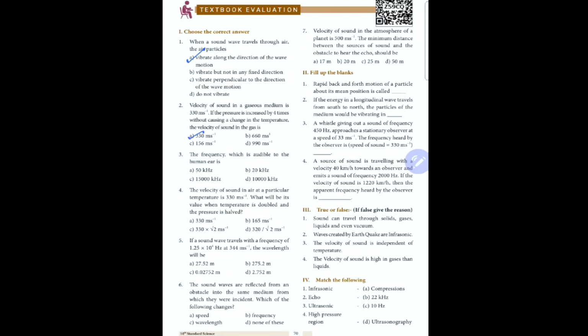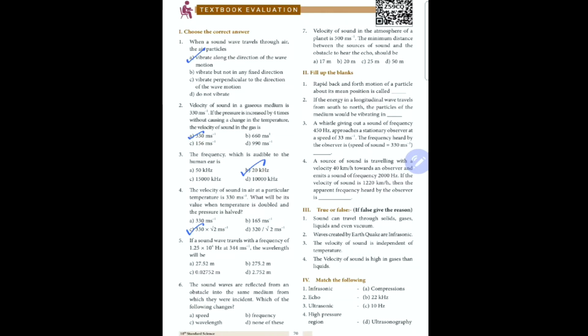Third question: the frequency which is audible to the human ear is option B, 20 kilohertz. Fourth question: the velocity of sound in air at a particular temperature is 330 meter per second. What will be its value when temperature is doubled and pressure is halved? Answer is option C, 330 into root 2 meter per second.